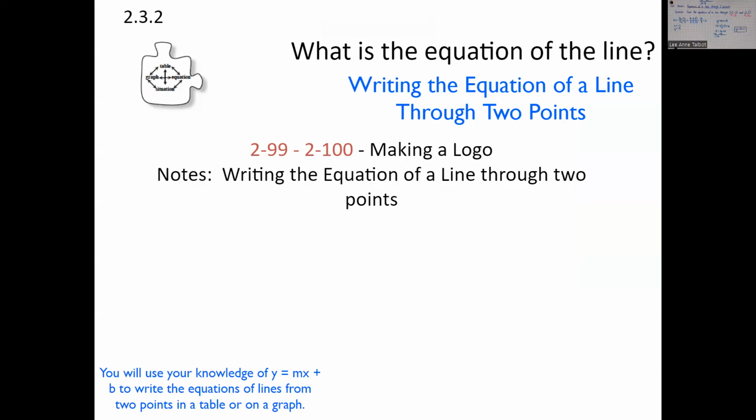Okay, so today we're gonna practice. It's called making a logo in the CPM book, but we're gonna do the same exact thing we just did in those notes. We did the notes first, which I'm counting as number 99, and then we're gonna work on number 100, which is in your packet. So you're done with your notebook. We're gonna work in the packet from now on.